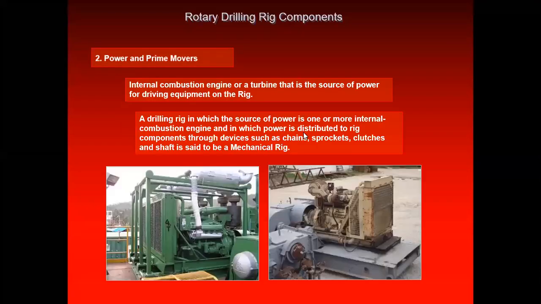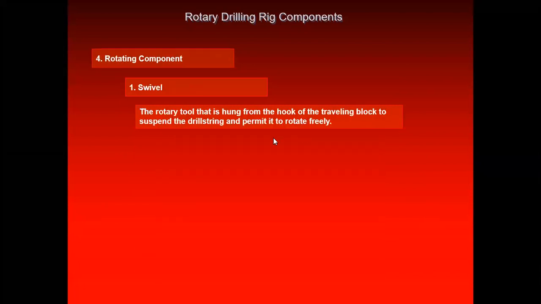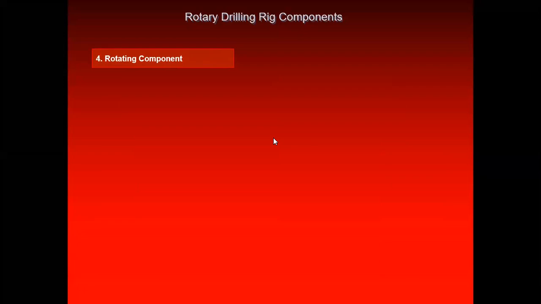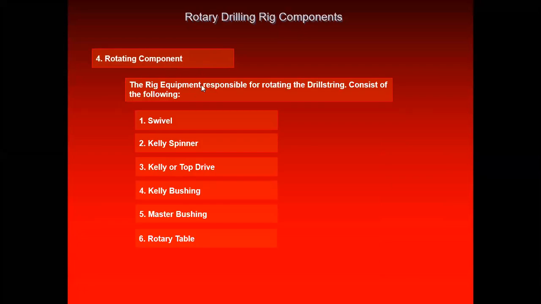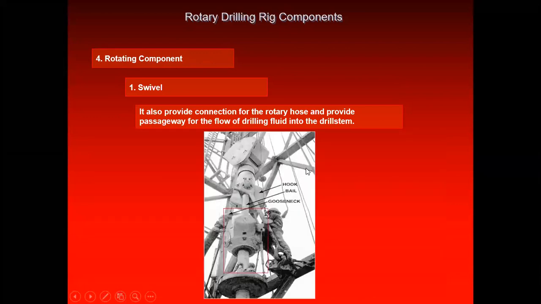Okay, so we were talking about the rotating system. Let me review the components of the rotating system again. We said that this system is responsible for the rotation of the drill string, and it has mainly 6 parts: swivel, Kelly spinner, top drive, or Kelly itself, Kelly bushing, master bushing, and rotary table. The first part is connected with the traveling block. Its purpose is to provide a way for drilling fluid as well as for the rotation. Here it is, the drilling fluid one.